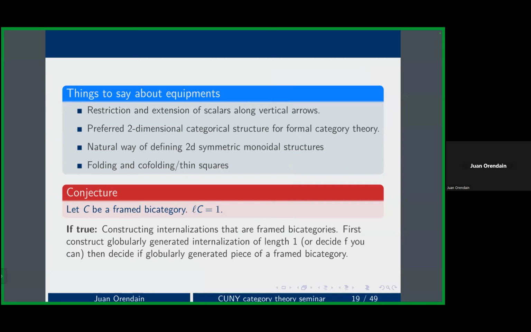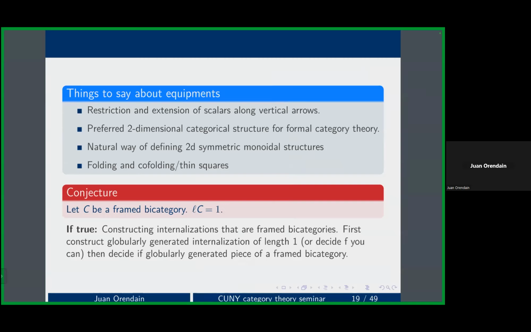Framed bicategories, or equipments, are the preferred 2-dimensional categorical structure for doing formal category theory. If you want a proper Yoneda embedding theorem, in some formulations you need a restriction of profunctors. This restriction along vertical arrows gives you a nice way to talk about this in a framed bicategory, which you don't have in a bicategory or in a 2-category.